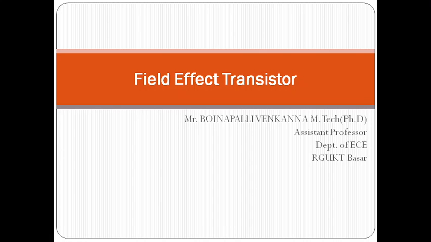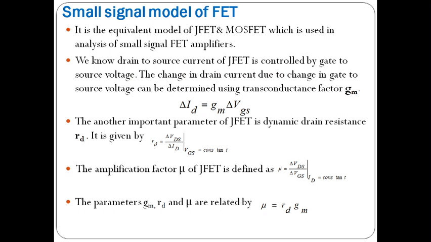In last class, we discussed the different types of biasing techniques in the JFET and MOSFETs. Today, we will discuss the small signal AC equivalent circuit for the JFET and MOSFET. It is the equivalent model of JFET and MOSFET which is used in the analysis of small signal FET amplifiers.